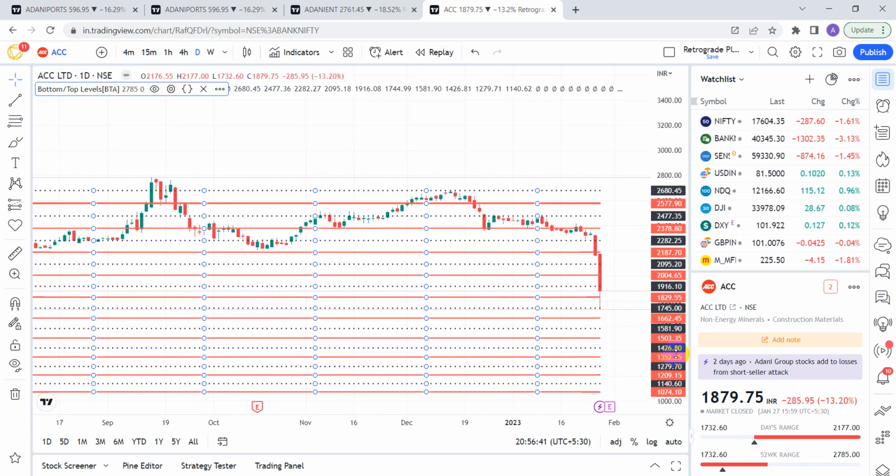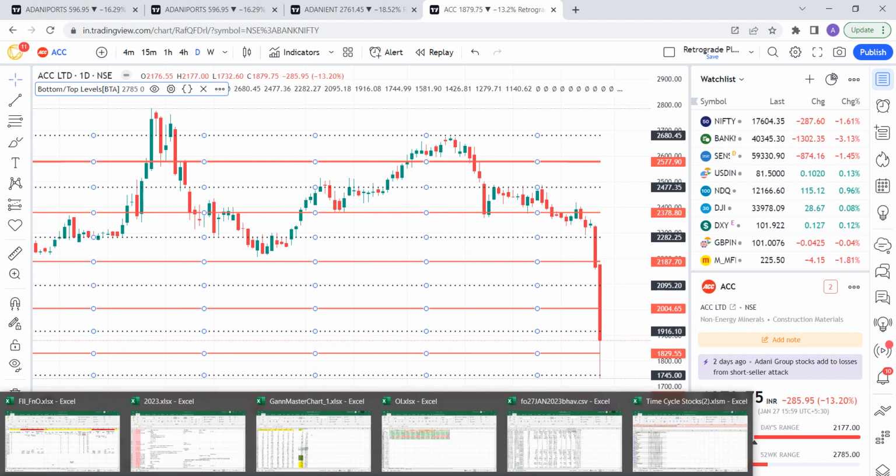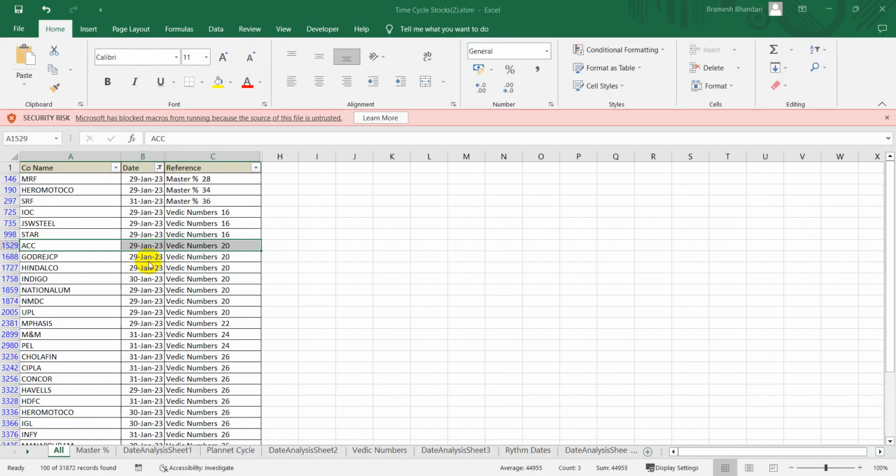So if you want to take a fresh long in ACC, it's better about 1960, and suppose it opens gap up, then 2004, then 2095, and 2187 will be your target. So 2004, 2187, 2378, these are the important levels which you need to focus on. So using this you can capture, and it's a very simple time cycle. Find a high and low, calculate the difference, add it to the day, and you'll get important turning points in the market.